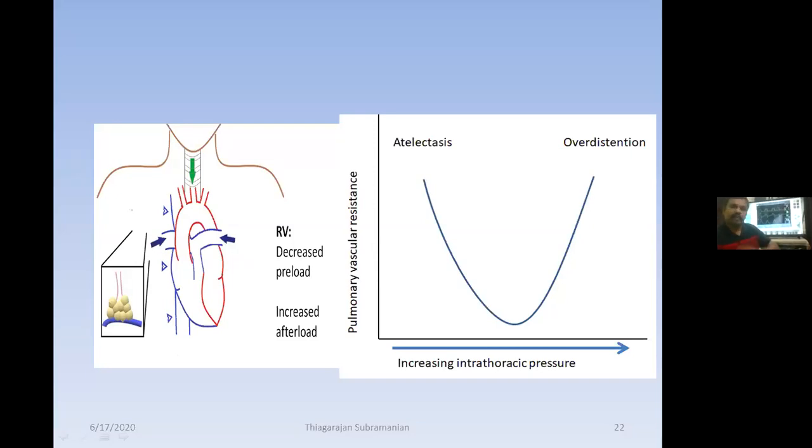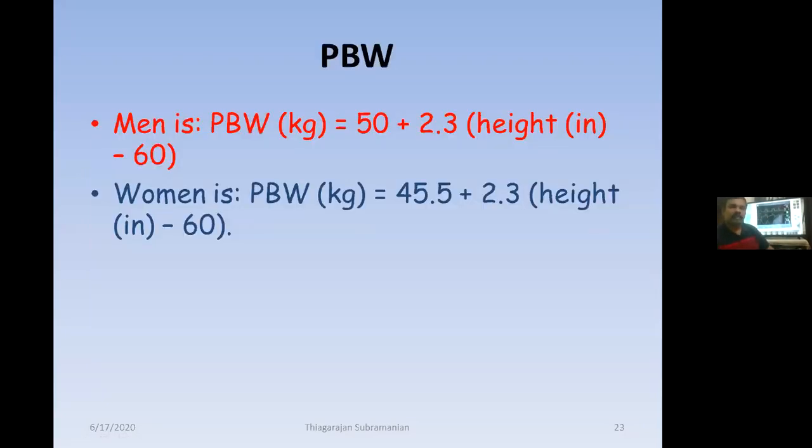In real time, if you want to see that, it can be seen with the same graphics. This is the formula method which I have told you already, for male and female, on how to check the preferred body weight. The preferred body weight is used for the calculation of the tidal volume, to set the tidal volume according to this method.